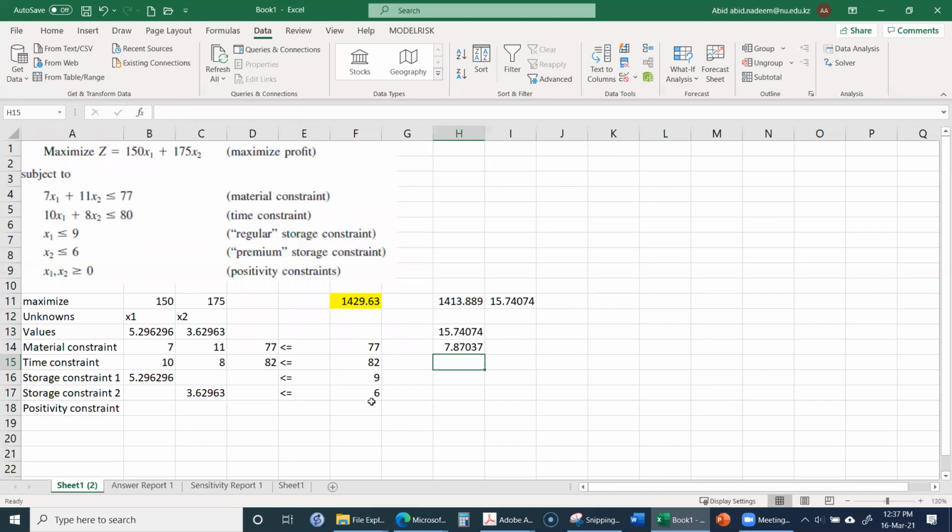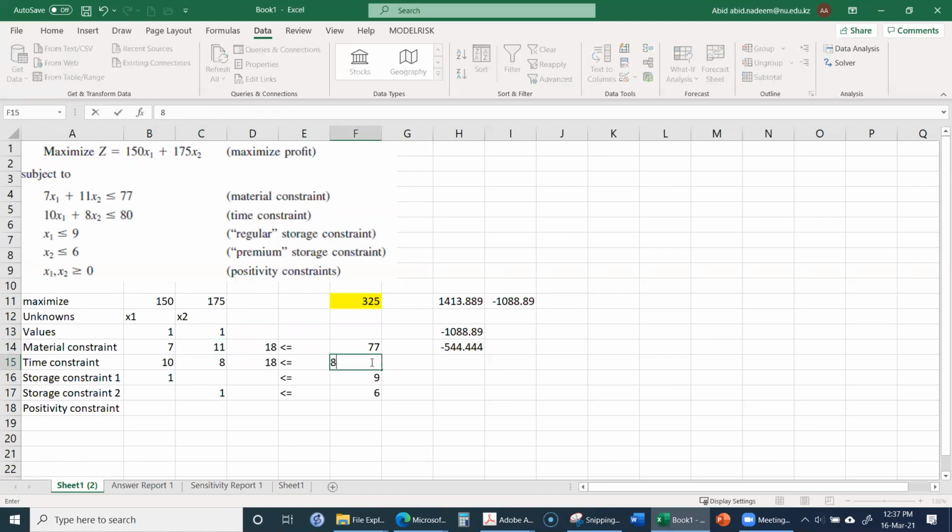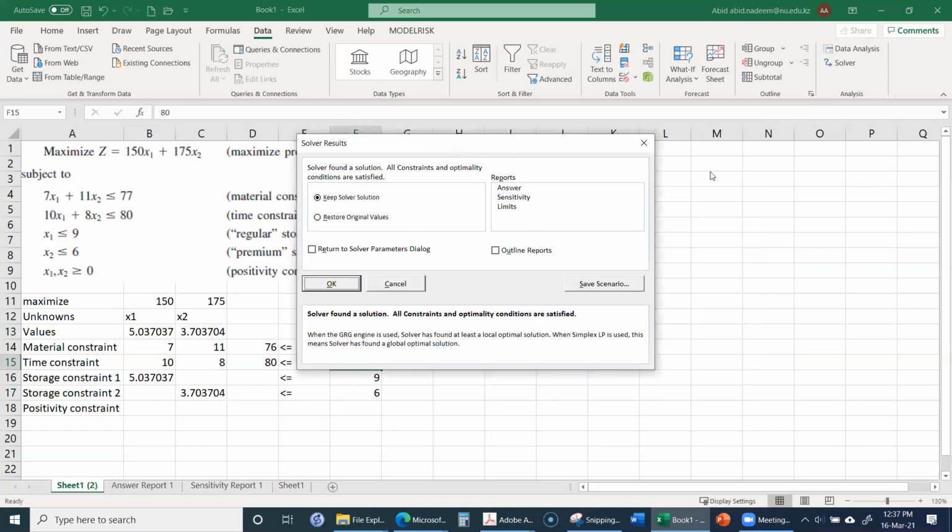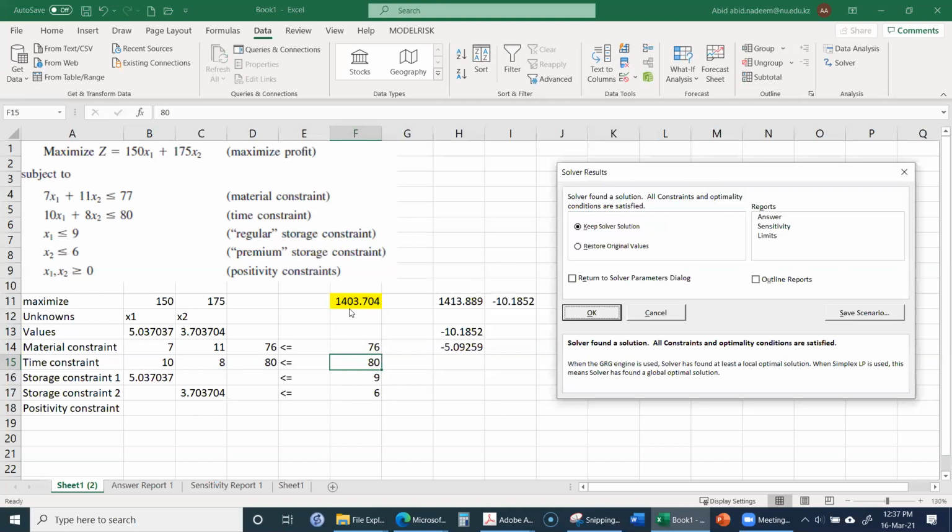So let's see what happens with the decrease. So let's change these values, X1, X2, and S1. And this, bring it to 80. And then from 77, I make it 76, okay? So now Solver, Solve. And I can see that now the profit value is 1403.